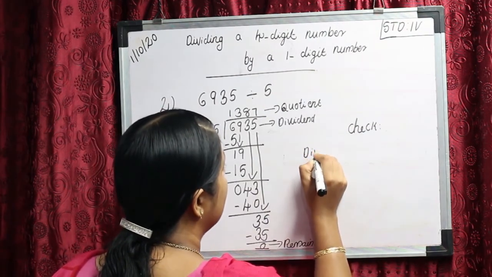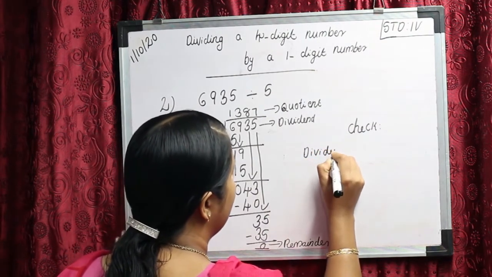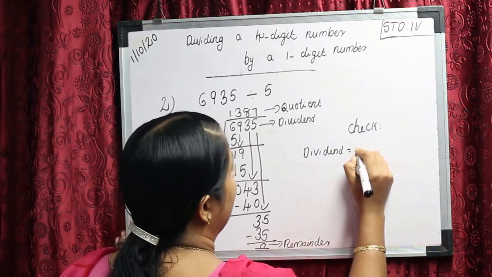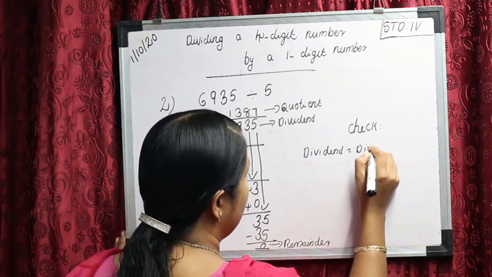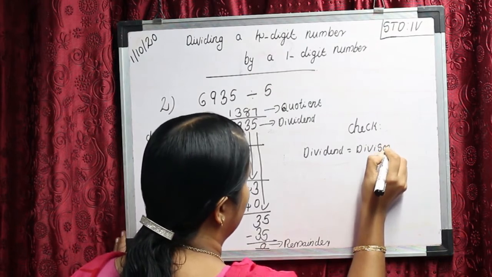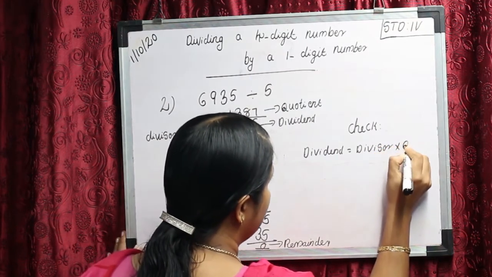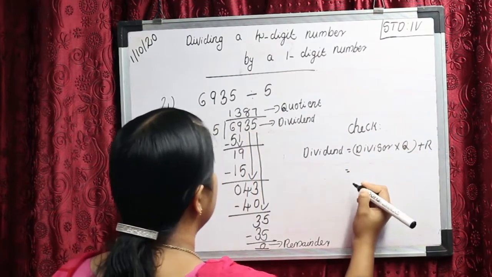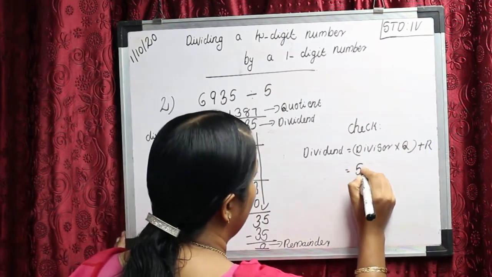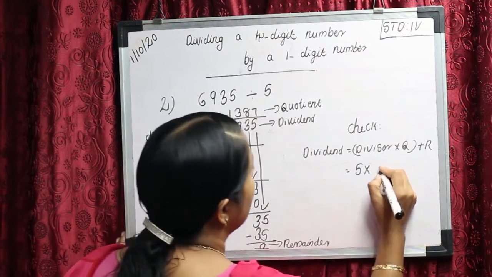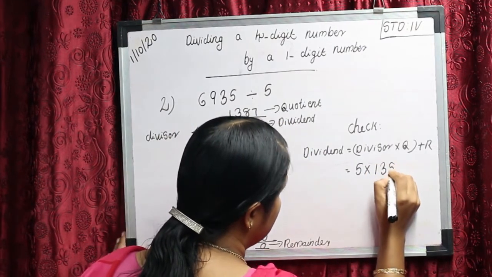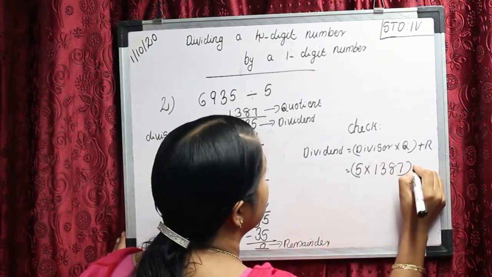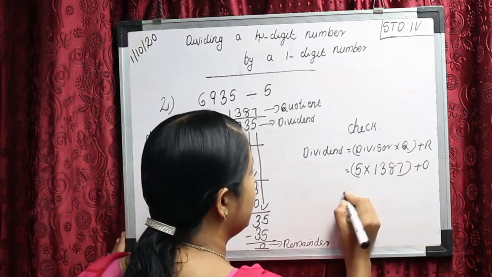Dividend equals divisor into quotient plus remainder. Then our divisor equals 5. 5 multiplied by quotient, 1387, plus remainder equals 0.